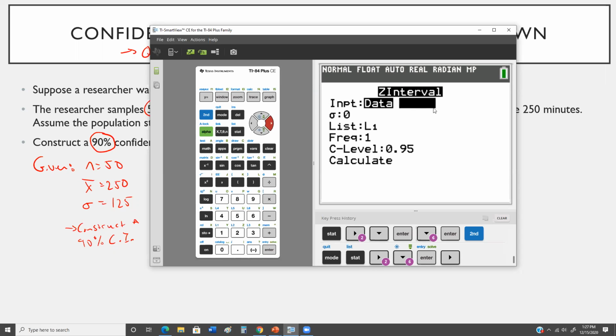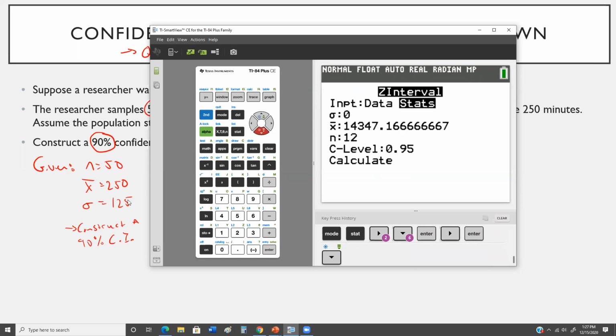So I'm going to go over to stats. And what I have to do is I have to put these values in. Okay. So sigma, right here, was 125 minutes for the problem. X bar is 250 minutes that people spend on their smartphone. And N is the sample size, 50.